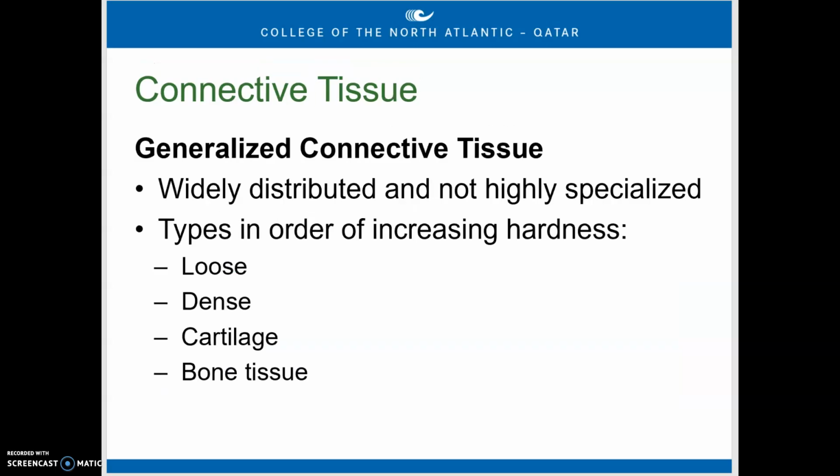Now, when we move into the generalized connective tissue, we're talking about the matrix becoming more and more hard. Depending on the degree of hardness in the matrix, we're going to have 4 different types: loose, dense, cartilage, and finally bone. Those 4 types of generalized connective tissue are where we see the matrix become much more hard, certainly not a liquid like we've seen in the circulating connective tissue.